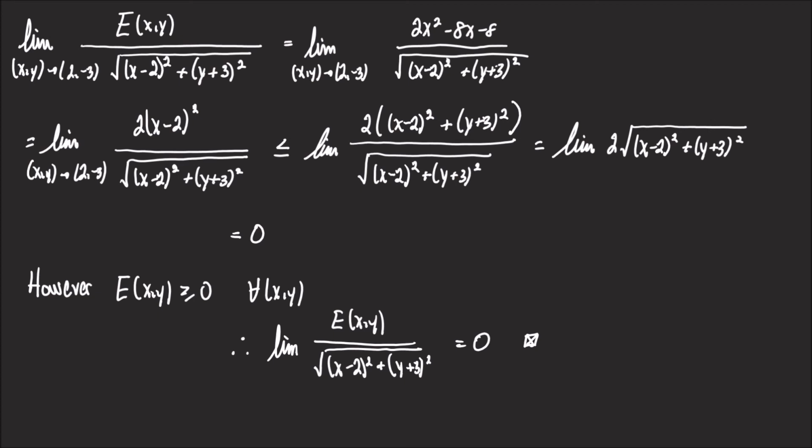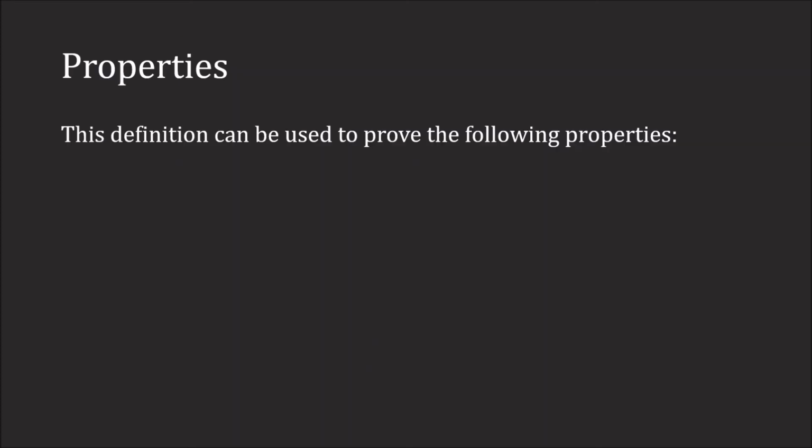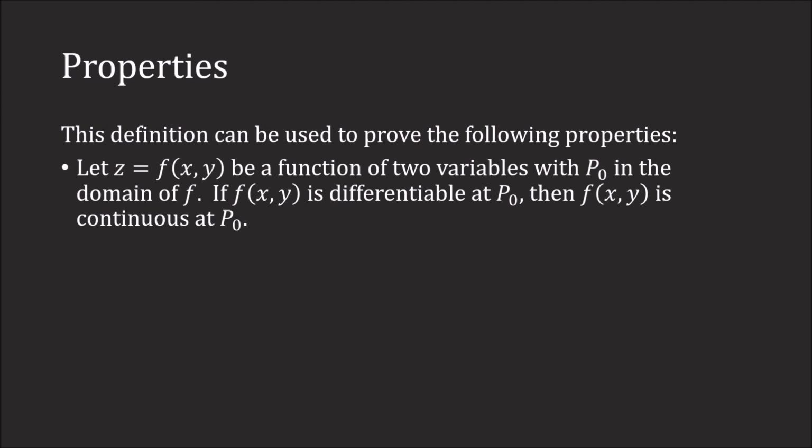And we'll close this video out by just looking at 2 properties. Now this definition can be used to prove them, but we're not actually going to go through the proof. So the first property: let z be a function of 2 variables, x and y, with p naught in the domain of f. If f of x, y is differentiable at p naught, then f of x, y is continuous at p naught. So just as in single variable, differentiability implies continuity.